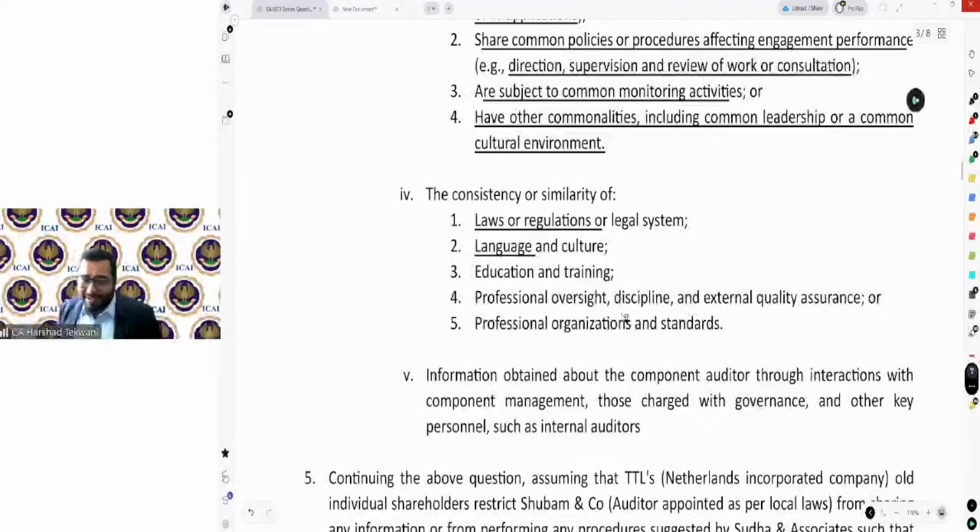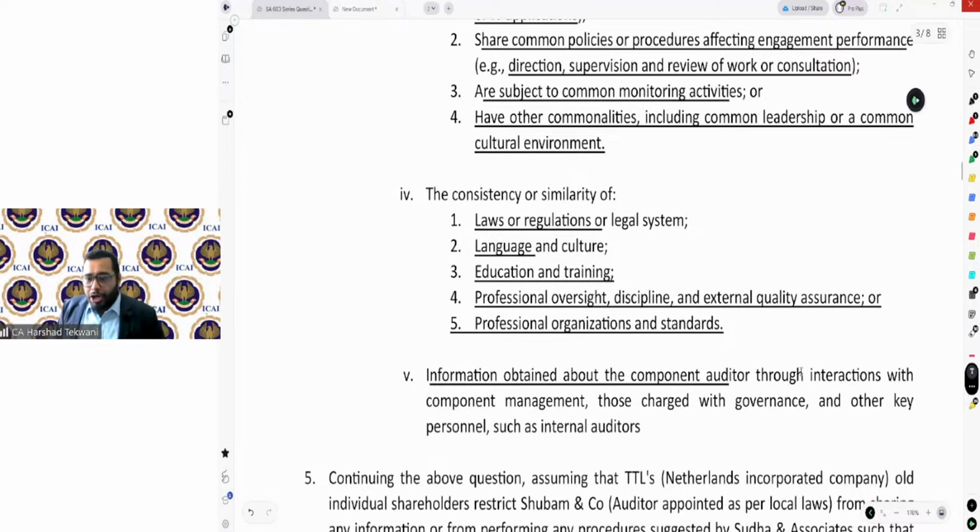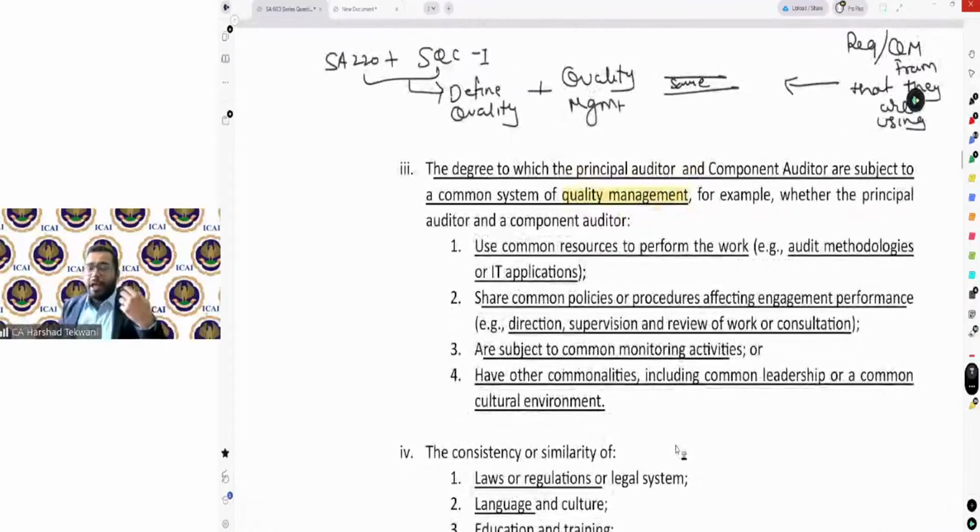Language is sometimes also a barrier. So you need to understand whether they can deliver the work in the language you require. Education, training, qualifications, professional oversight, discipline, external quality assurance. Also, we can get the information about the component auditor through interaction with the component management, those charged with governance, and key personnel such as internal auditors. So these are the places from where we can get the information about the competency and capability of the component auditor.